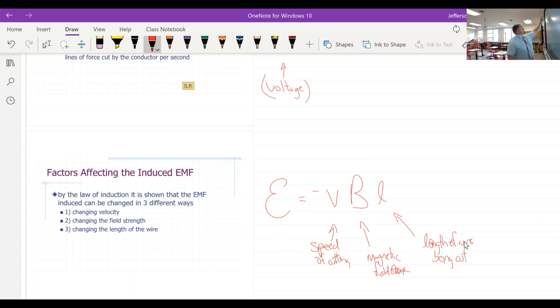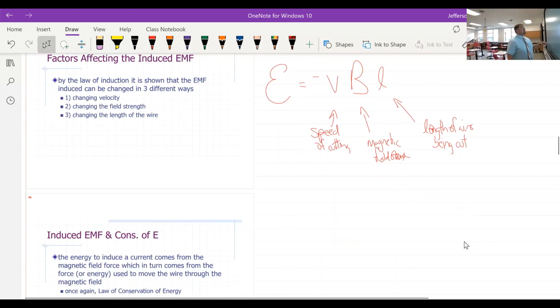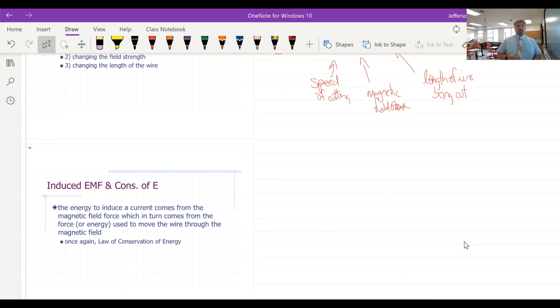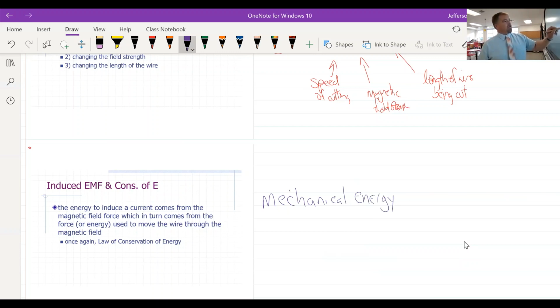And so all of this comes down to, we can change the wire, we can change the field strength, we can do all that. But regardless, when we do this, we are physically moving. We are causing either the wire to move through the magnetic field and have that wire cut through those magnetic field lines, or we are physically moving the magnet across those wires. And so in the process, we are taking our mechanical energy and we are converting that into electrical energy.